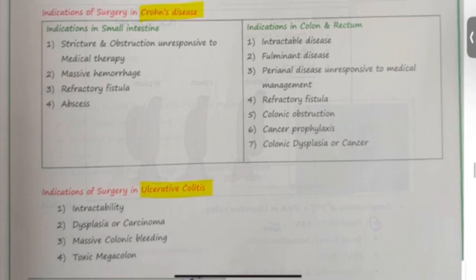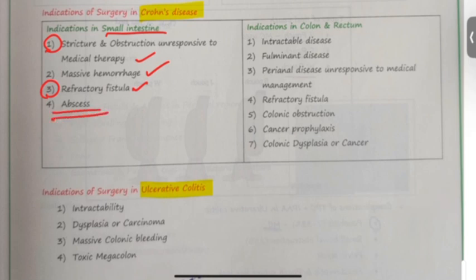What are the indications? Indications in small intestine, that is if there is a stricture and obstruction which is unresponsive to medical therapy, or massive hemorrhage. With medical therapy we are not treating the hemorrhaging, we are just treating for ulcers. If there is a massive hemorrhage, then we will have to go for surgery. Then if there is a refractory fistula, even after treating for fistulizing Crohn's disease, if it is not getting healed, then we will have to go for surgery, and may have to do a fistulectomy. After that, again abscess: incision and drainage, then antibiotics can be given. But if it is not possible to do incision and drainage, then we will have to go for surgery.